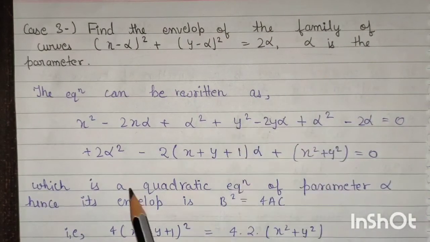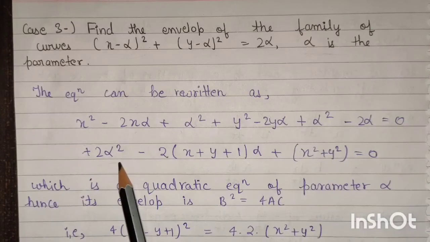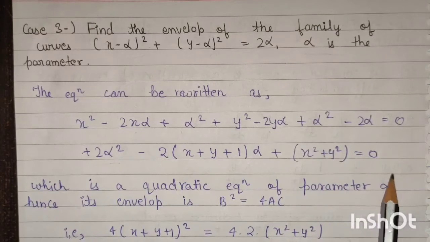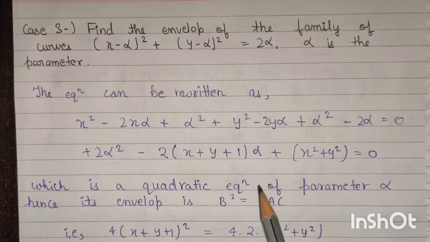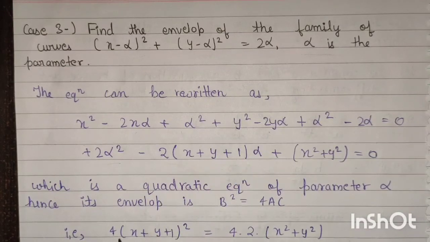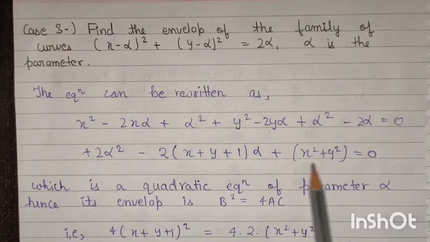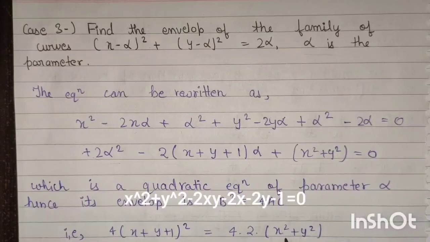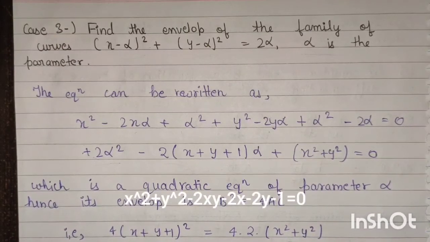On simplifying, we get 2α² - 2(x + y + 1)α + x² + y² = 0, which is a quadratic equation in the parameter α. Hence, its envelope is b² = 4ac. On substituting its values, we get 4(x + y + 1)² = 4 × 2 × (x² + y²). Using the formula, we simplify the equation and the final equation will be x² + y² - 2xy - 2x - 2y - 1 = 0.